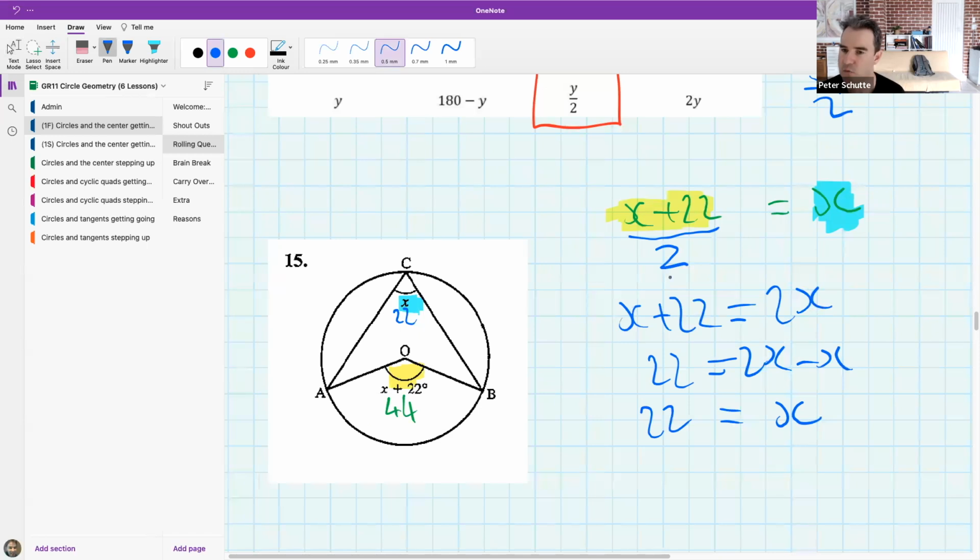So Annie has asked, why do we multiply both sides by 2? Because, Annie, I wanted to get rid of this 2 over here. So I multiplied this side by 2, and I multiplied this side by 2, but these 2s canceled out. So that's what happened.